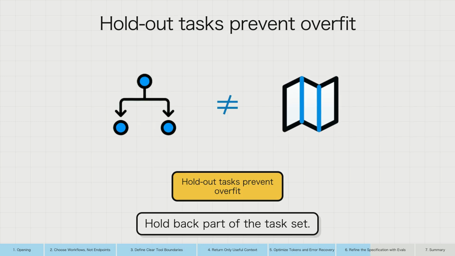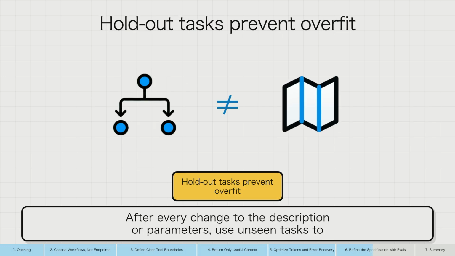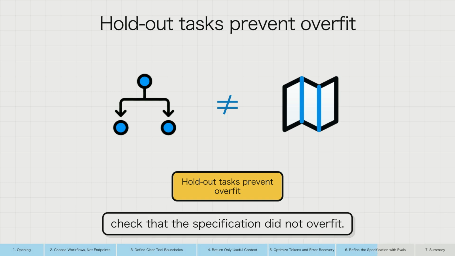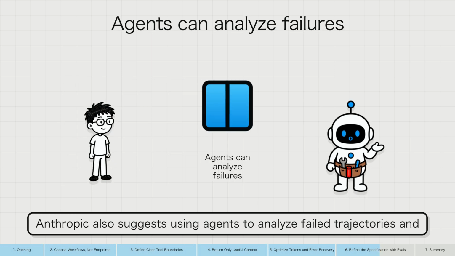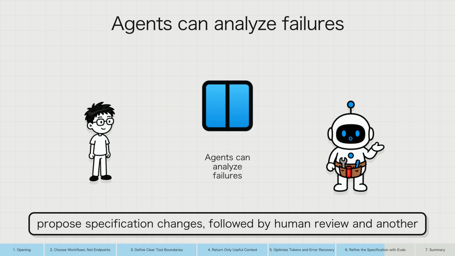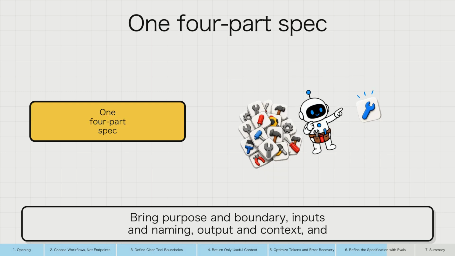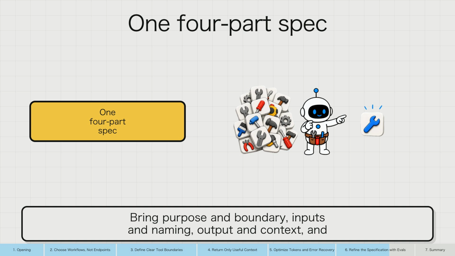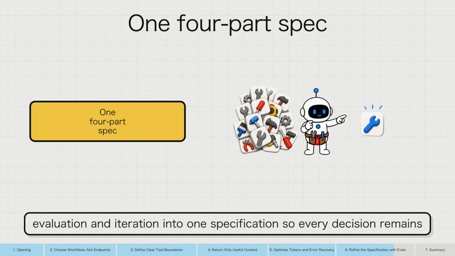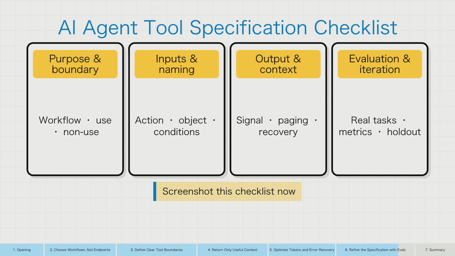Hold back part of the task set. After every change to the description or parameters, use unseen tasks to check that the specification did not overfit. Anthropic also suggests using agents to analyze failed trajectories and propose specification changes, followed by human review and another evaluation run. Bring purpose and boundary, inputs and naming, output and context, and evaluation and iteration into one specification so every decision remains reviewable. Screenshot this AI agent tool specification checklist and use it on your own tools.